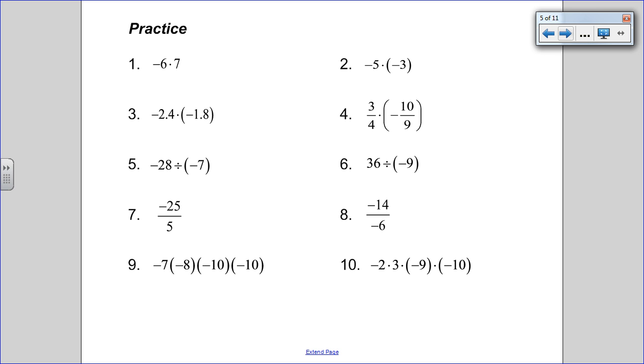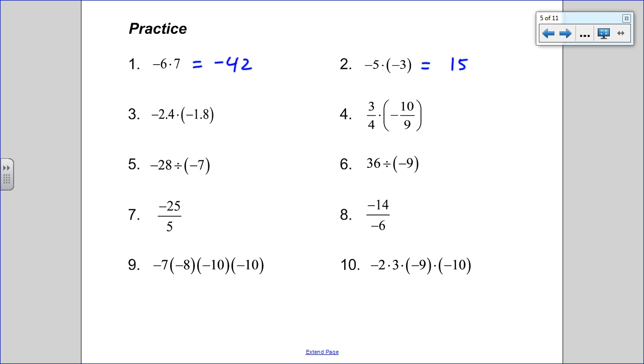In problem number 1, we're multiplying a negative number times a positive number, so the product should be negative. Our answer is -42. In problem number 2, now we have a product of 2 negative numbers, -5 times -3, so our answer should be +15.